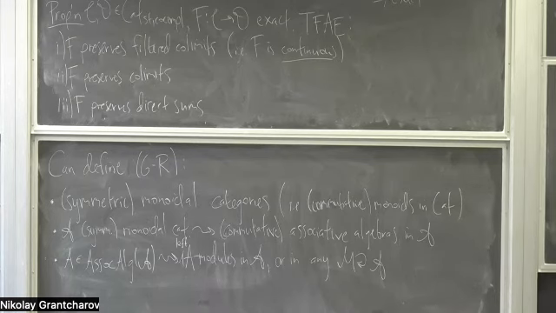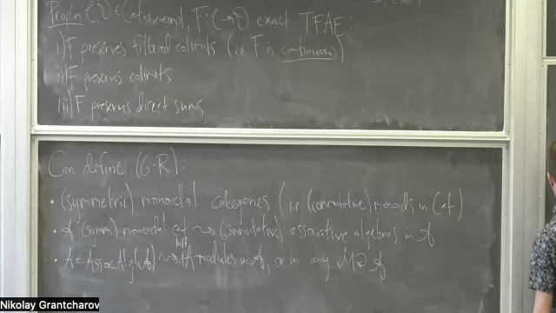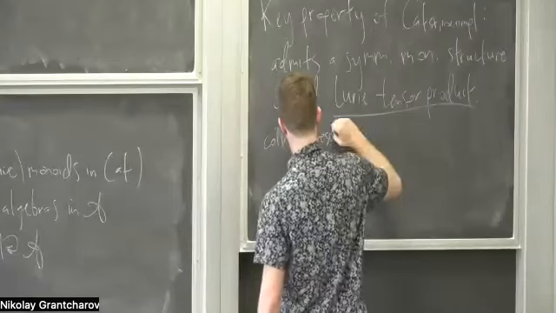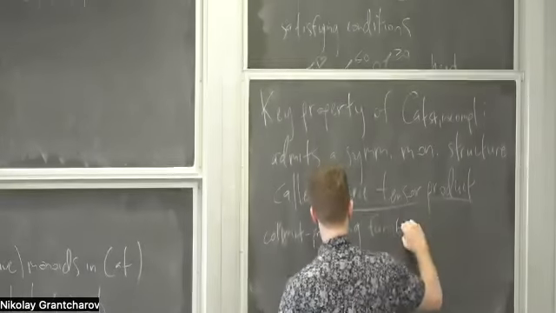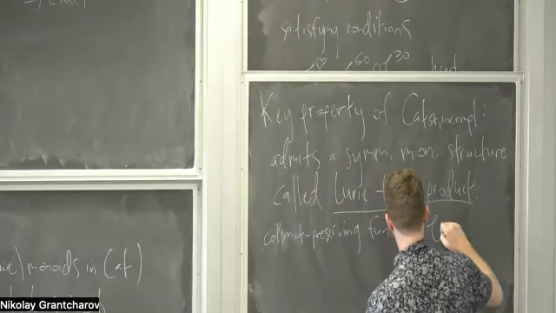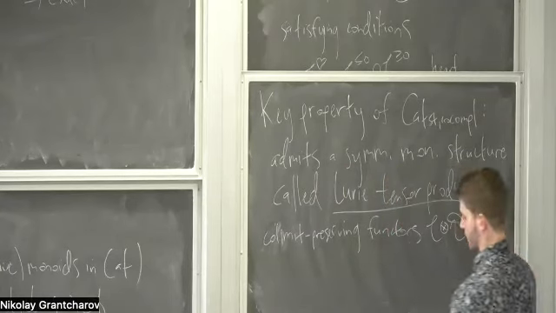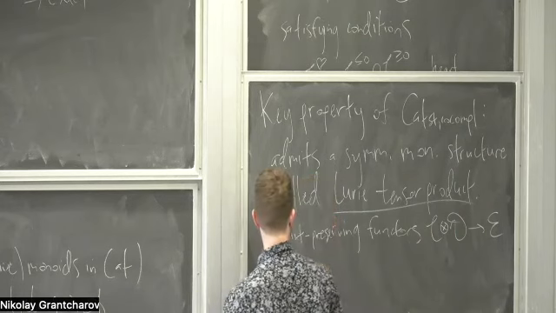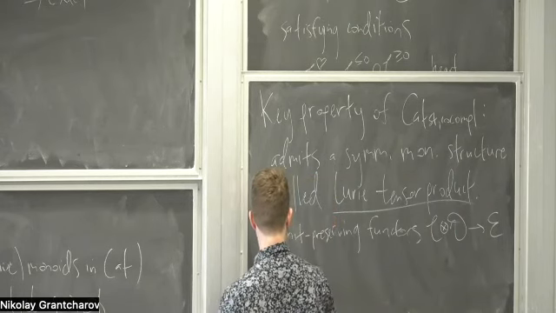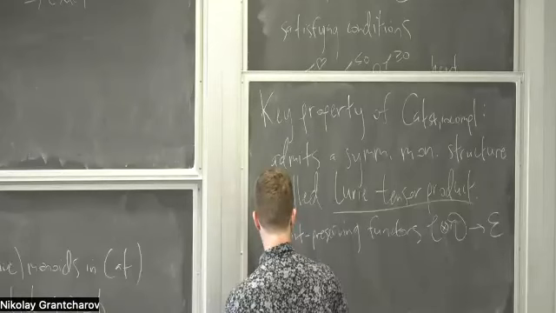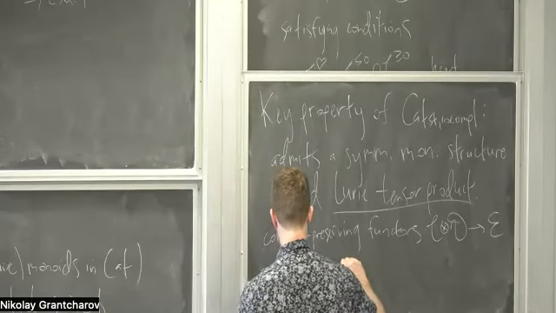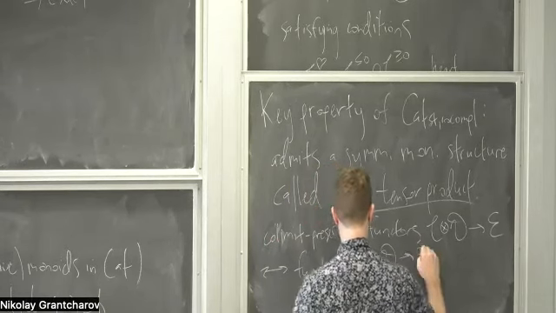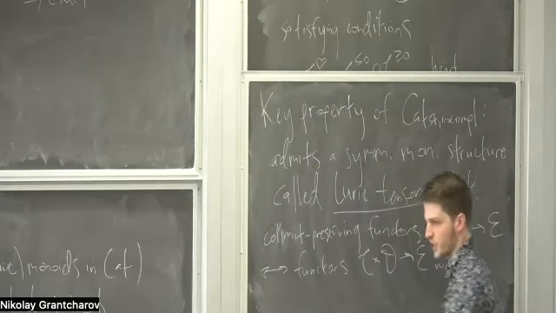And it has the following characterization: colimit preserving functors from the tensor product into some other co-complete stable category are the same thing as functors on the product which preserve colimits in each variable separately.